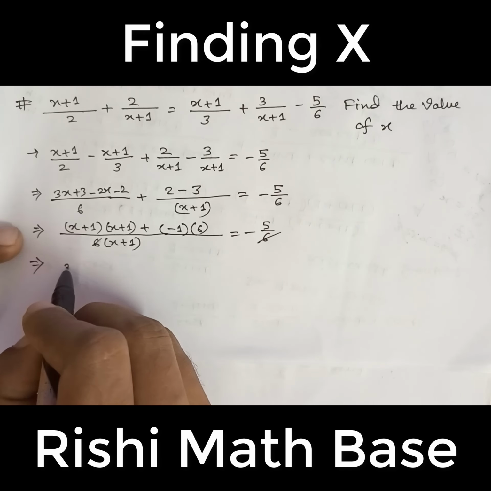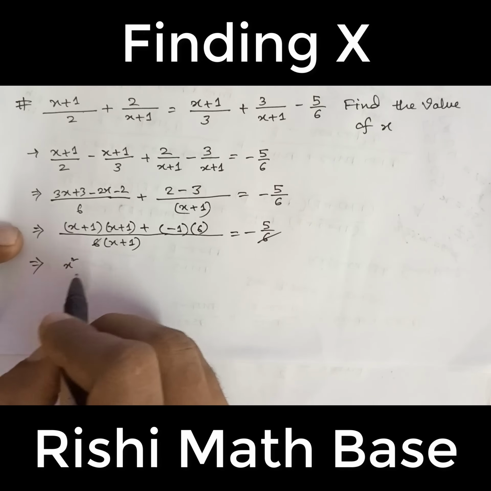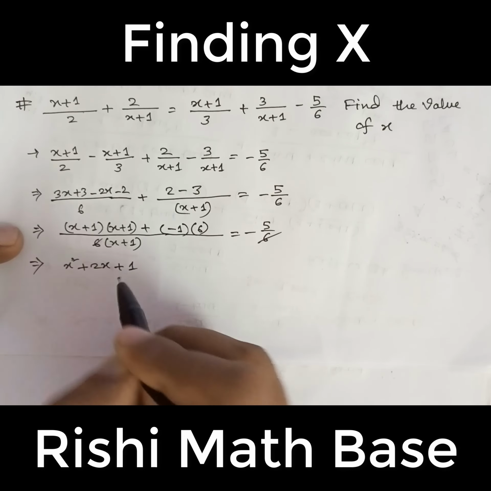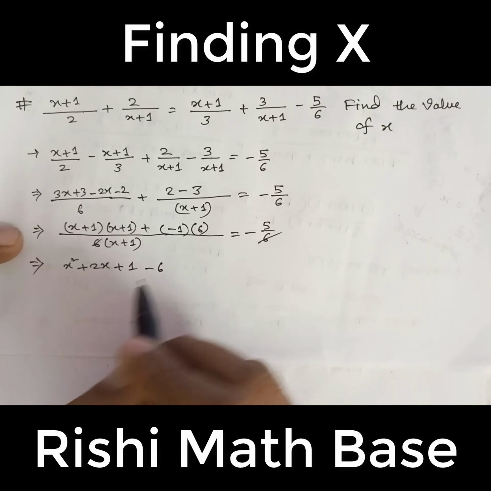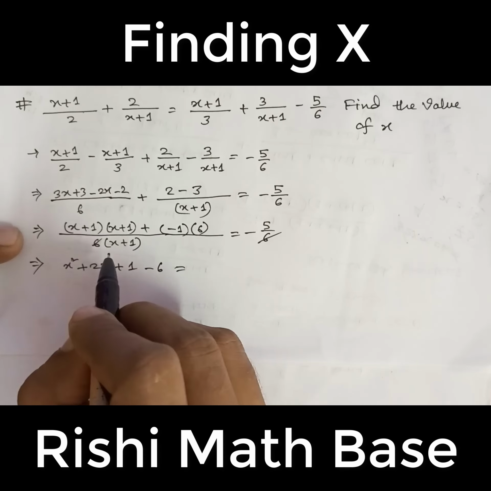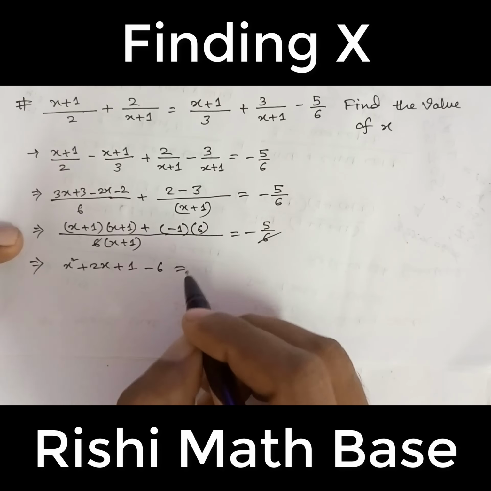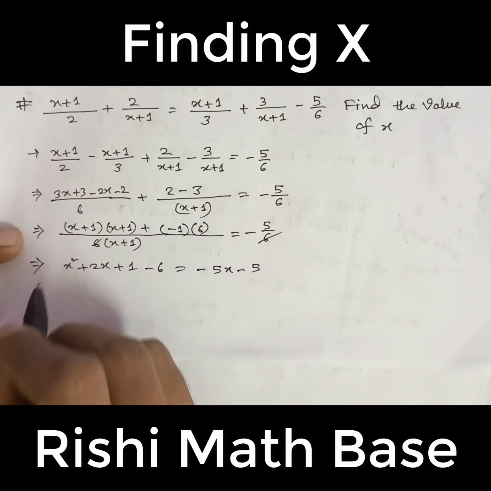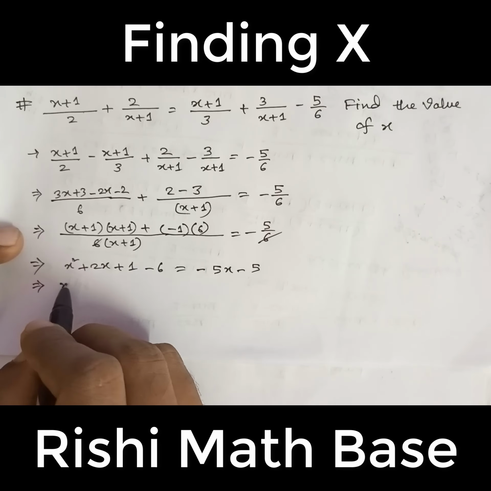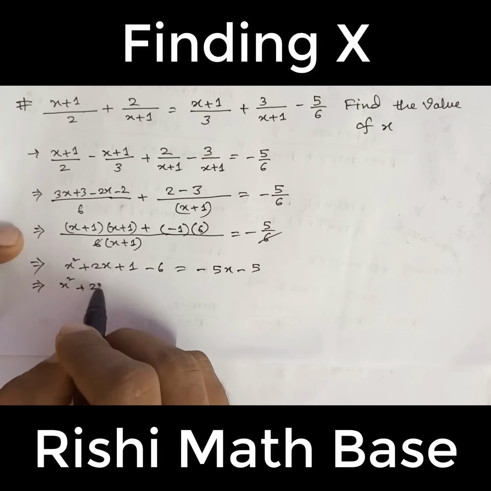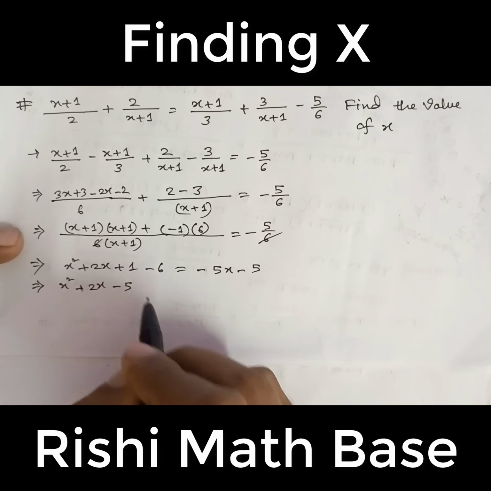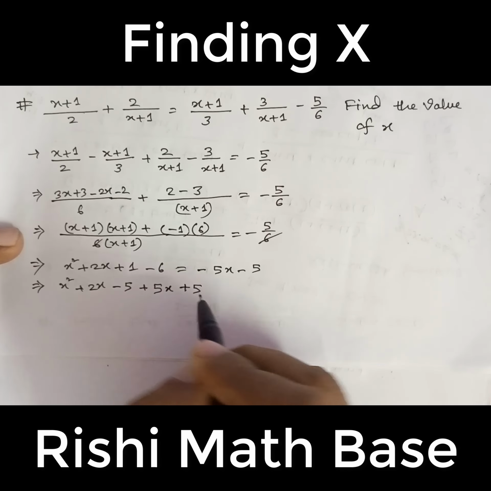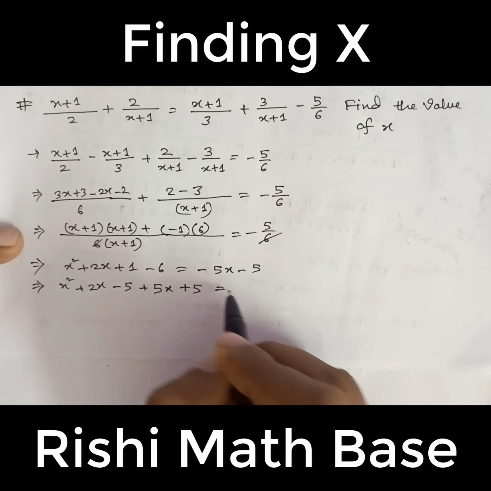Now this is x square plus 2x plus 1. This is minus 6, and if we multiply this to this side we get minus 5x minus 5, or x square plus 2x minus 5 plus 5x plus 5 is equals to 0.